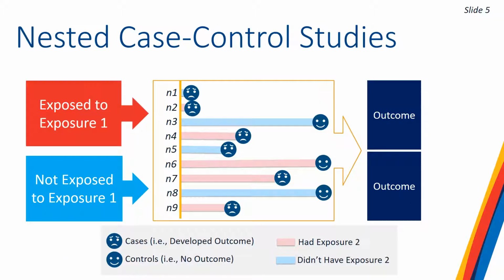In slide 5, you see we have another variation of the cohort study, where within the framework of a cohort, we identify all the cases and controls and use them as a study population to identify other exposures of interest that might have also been reported on as part of the cohort study. Other than that, the nested case control study is essentially the same as a regular case control study.